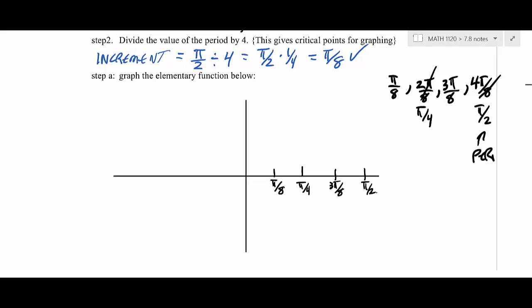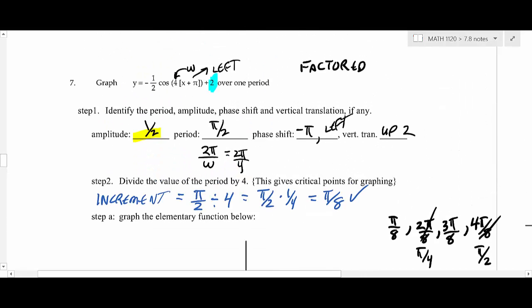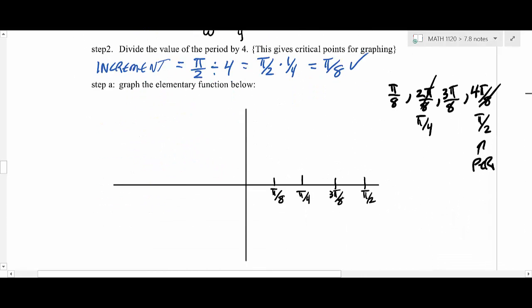Now, since we have a phase shift on this one, this one has a phase shift of pi. So what I'm going to go ahead and do on this one is just take this out kind of like this. And we're going to do the negatives like this and go ahead and get that put together.